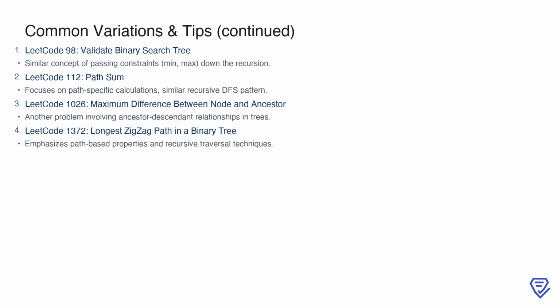LeetCode 1026, Maximum Difference Between Node and Ancestor, also deals with ancestor-descendant relationships in trees, which parallels the path-based comparisons in this problem. Finally, LeetCode 1372, Longest Zigzag Path in a Binary Tree, emphasizes recursive traversal techniques and path-based properties, making it another useful practice problem to strengthen your understanding of tree-based algorithms.